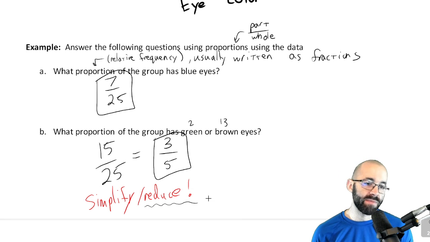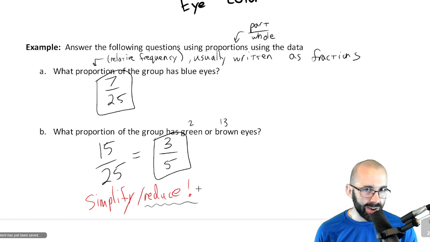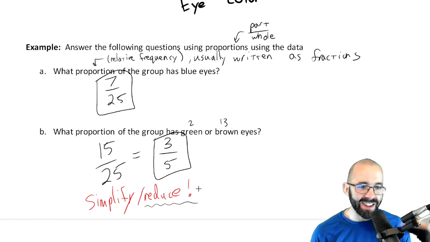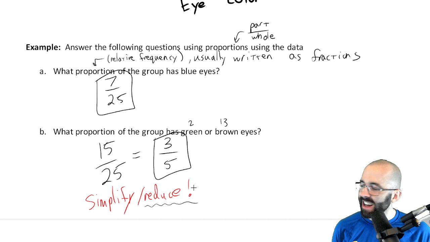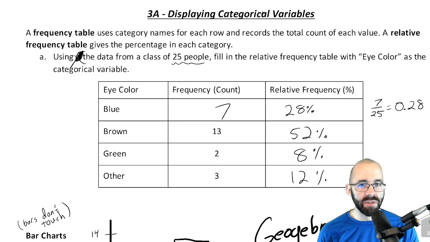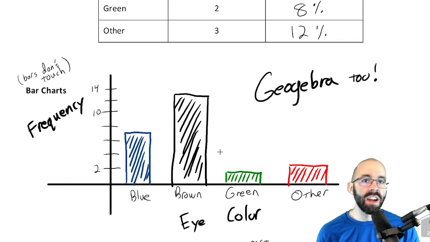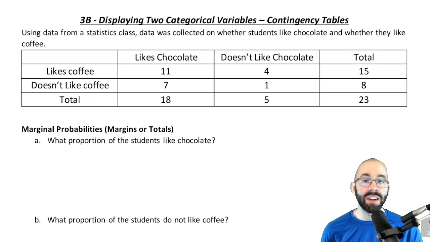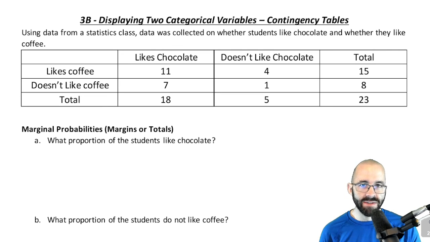That's very important. And this, we're basically already starting probability now. I tricked you. All right, we got a little probability in here. Anyway, we did visualizing categorical variables. We did relative frequency tables. We did bar charts. We'll get more in the next video with contingency tables, and then we'll really get into the probability aspect of this unit. Let me know if you have any questions, and enjoy.